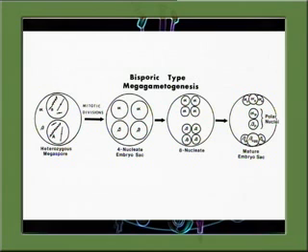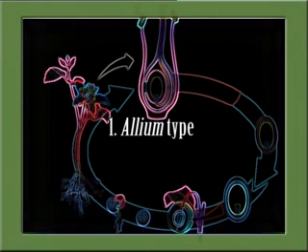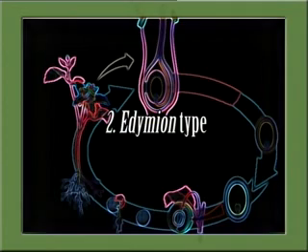Bisporic embryo sac is of 2 types. Number 1, Allium type. Here the embryo sac is derived from the chalazal dyad cell. Number 2 is Endymion type. This type of bisporic embryo sac is formed by the micropylar dyad.